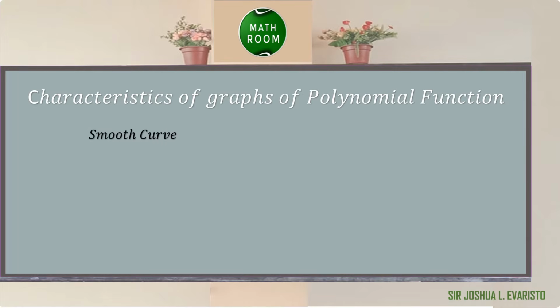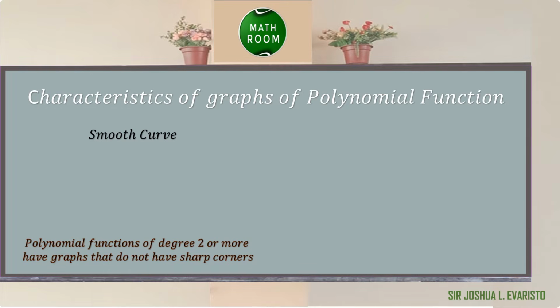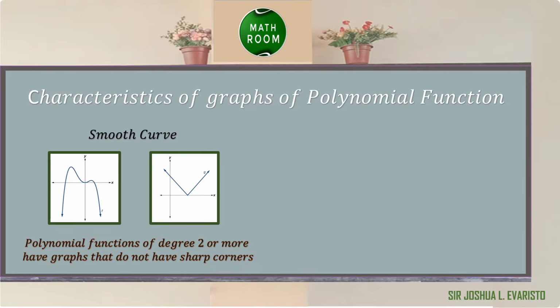The graph of a polynomial function is a smooth curve, which means that polynomial functions of degree 2 or more have graphs that do not have sharp corners. Which of the two figures illustrate a smooth curve? You are right. The first figure illustrates a polynomial function, while the second figure is not, since it has sharp corners.